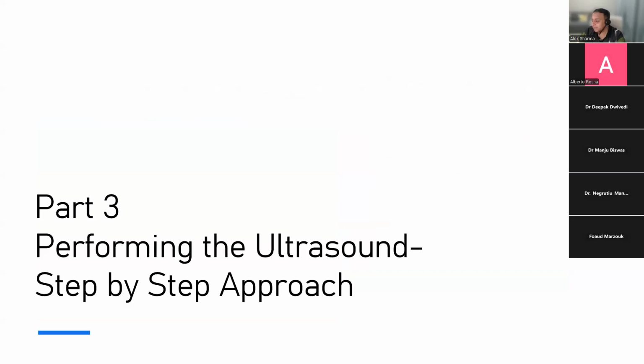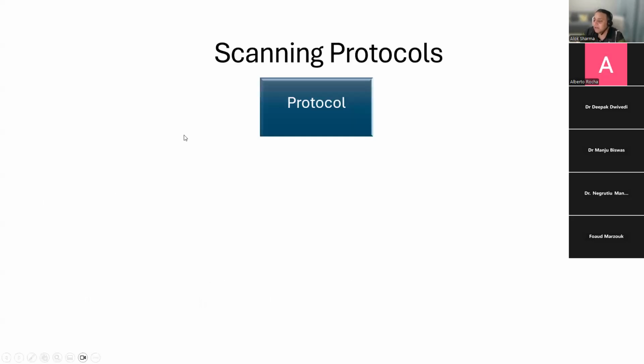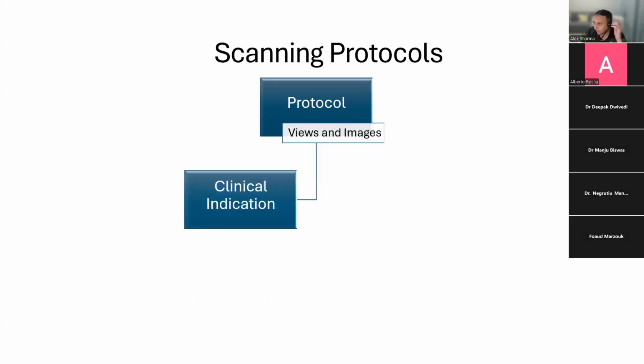We've discussed that. Now, what we're going to do is talk about performing the ultrasound step by step. A simple approach, and I call it the 10-step approach. Really, what it involves is deciding on your scanning protocol first of all. So you decide on your scanning protocol based on the indication for which you're doing the scan.